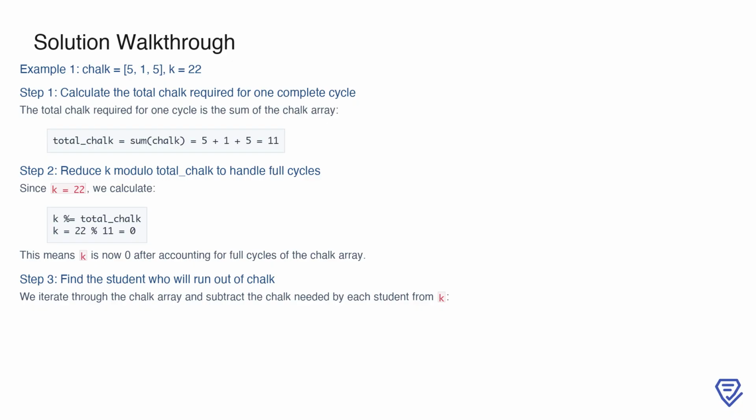Next, we reduce k modulo the total chalk to account for complete cycles. This means we calculate k % total_chalk, which results in 22 % 11 is equal to 0. So after completing 2 full cycles, no chalk remains. At this point, we determine which student will run out of chalk by iterating through the chalk array. Starting with student 0, we see that they need 5 pieces of chalk, but since k is 0 and less than 5, student 0 is the one who will replace the chalk. The final output is 0.